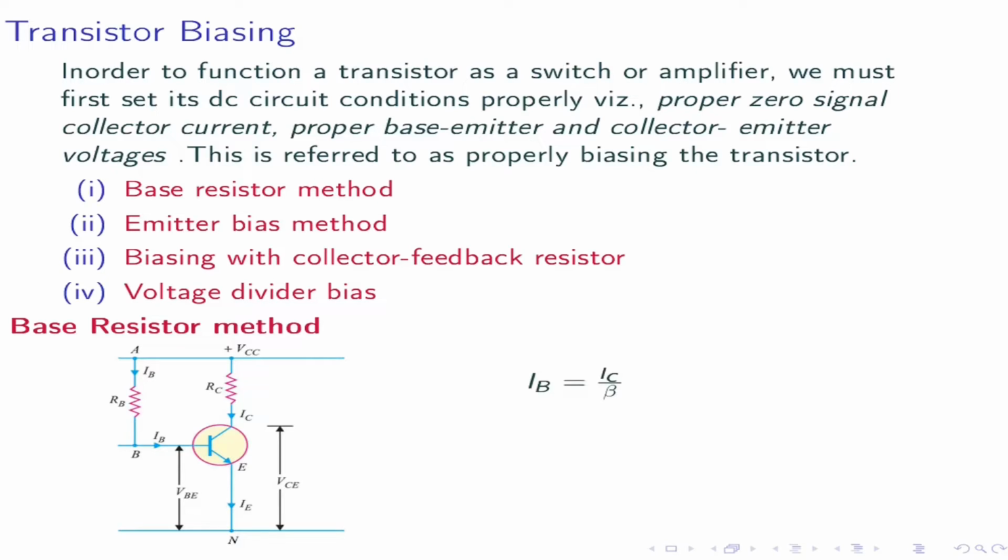We want to calculate RB also. So for that, we have VCC equal to IB RB plus VBE, by Kirchhoff voltage law. From that, RB is equal to VCC minus VBE by IB.